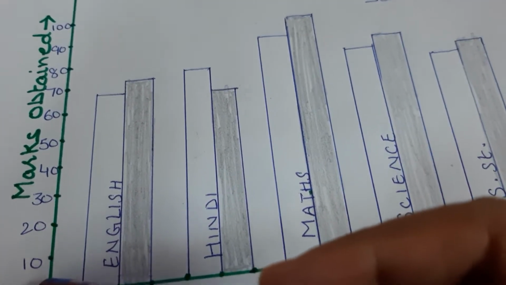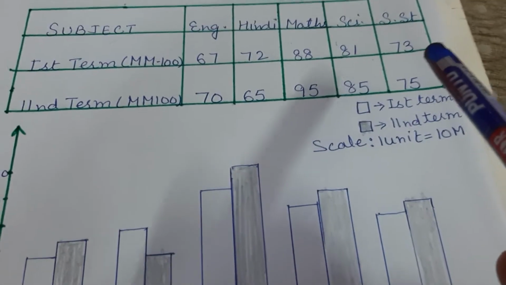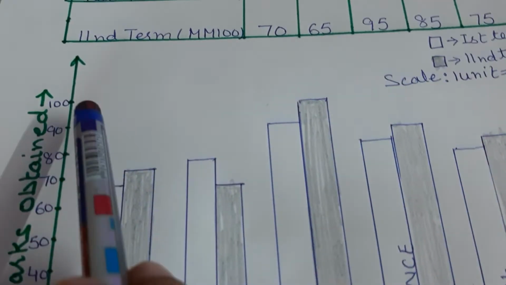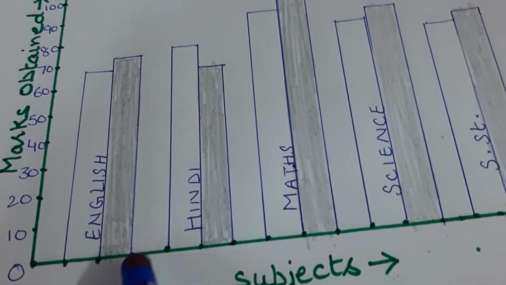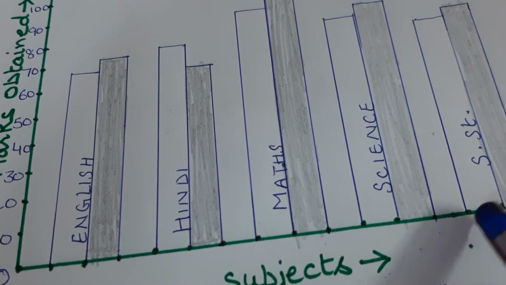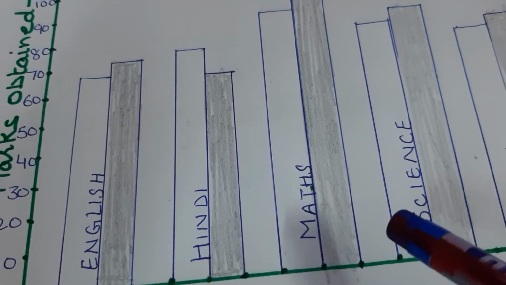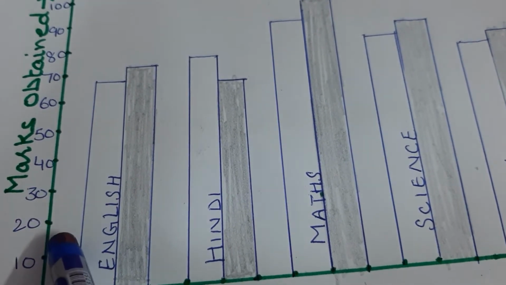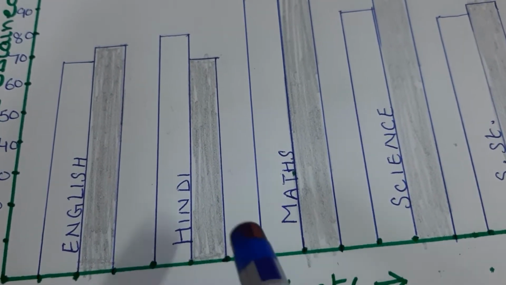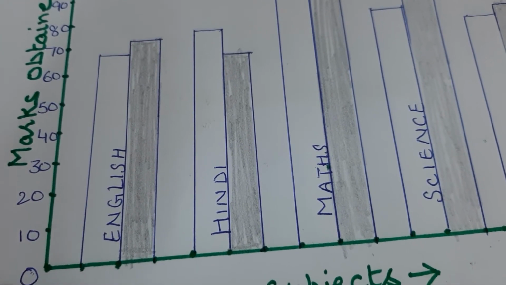So 0, 10, 20, 30, 40, 50, 60, 70, 80, 90, 100, because I have seen here that the maximum marks are 95. So I have marked till 100. Here also, at 1 centimeter I have marked the points. These are very important points to be noted: the distance between the scale marks and the distance between the bars should be the same. Okay, and the scale always starts from 0.